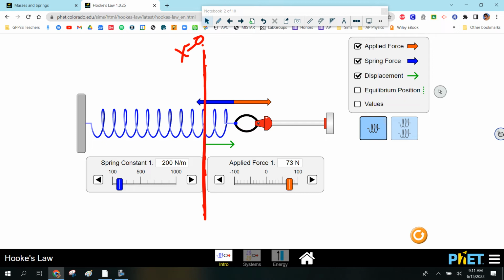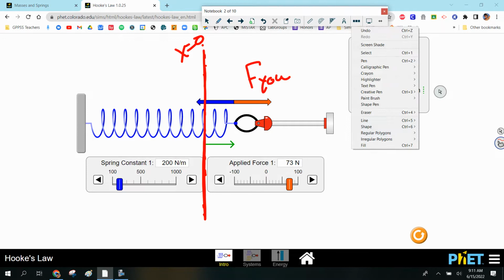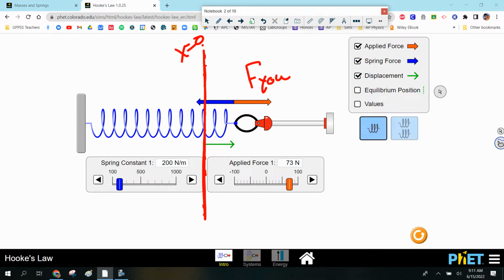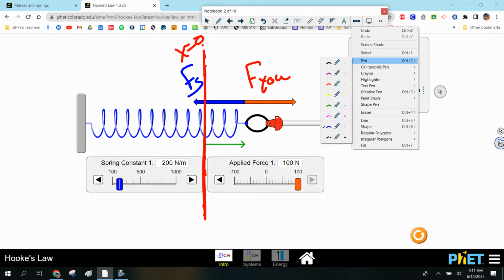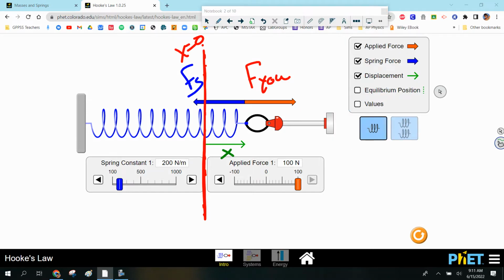They're equal and opposite because it's an action-reaction pair, right? The force of you pulling the spring is equal but opposite to the force of the spring pulling you. So that's Newton's third law. And you can see that as the applied force gets bigger and bigger, the displacement gets bigger, right? This little vector here is what's called x, and it's a measure of how much the spring gets stretched from its relaxed position.